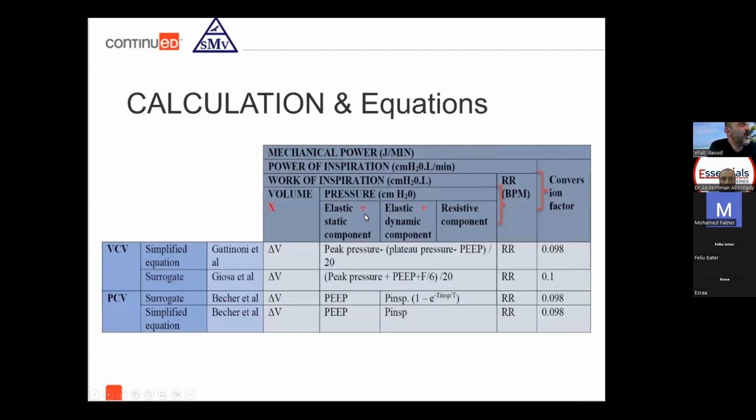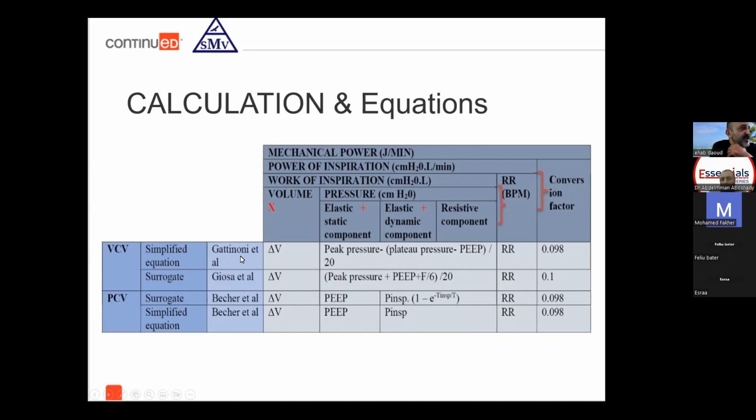Okay, so let's go on how to calculate the mechanical power. I'm sure you all know about the original calculations by Gattinoni and Becher. Of course, each mode has to have a different way of calculating the mechanical power, volume control versus pressure control. But it's simple because, as we talked before, it's basically volume times pressure times the respiratory rate times the conversion factor. That conversion factor on the right is pretty similar.